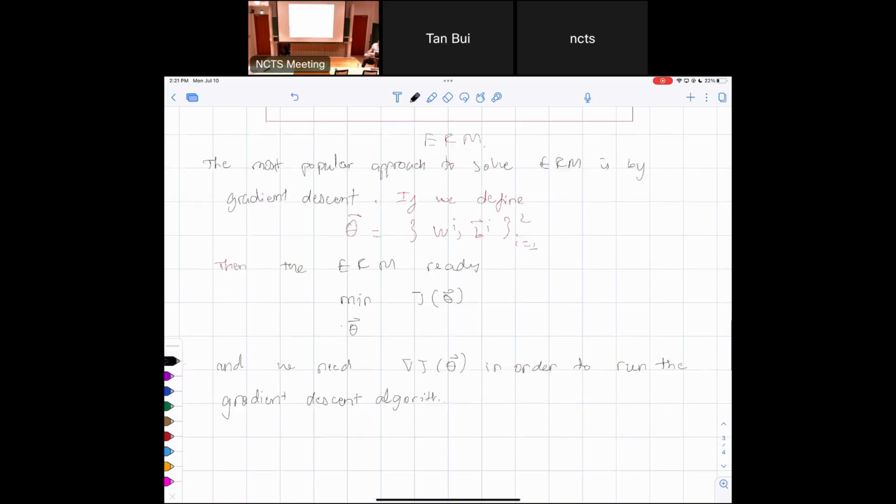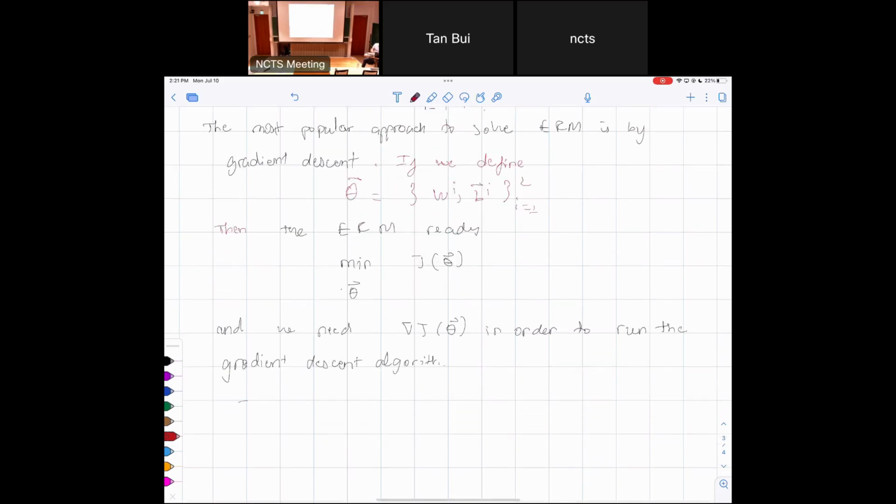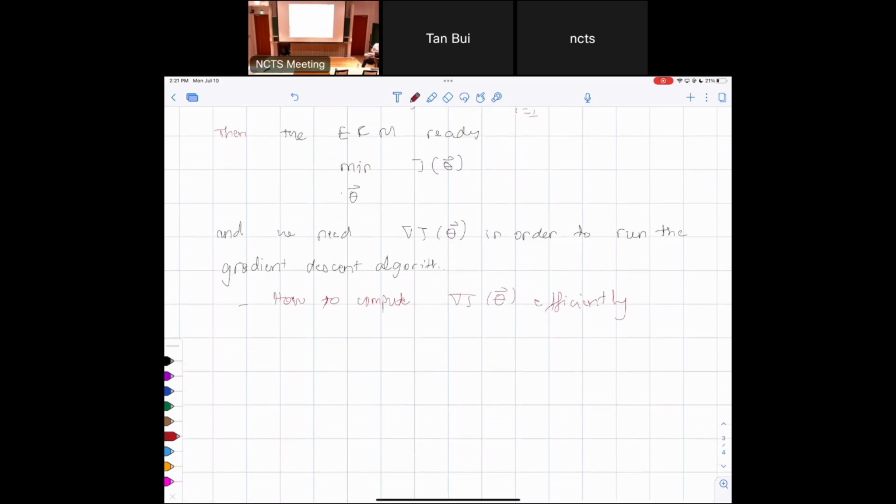Okay, so the key question is how to compute the gradient of J at any theta efficiently. That is the question, and one of the answers is to use backpropagation. So the first thing we're going to do today is backpropagation. What is backpropagation?